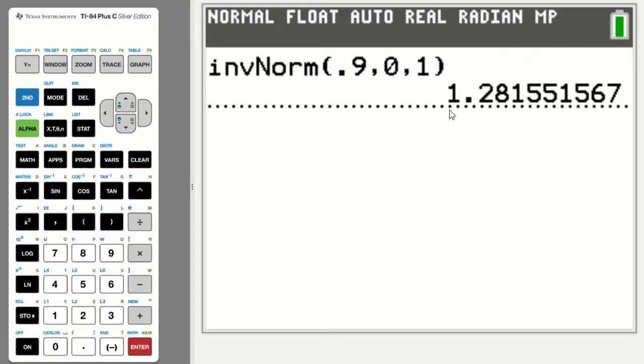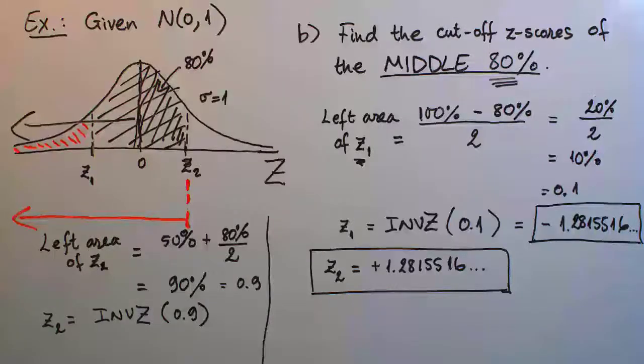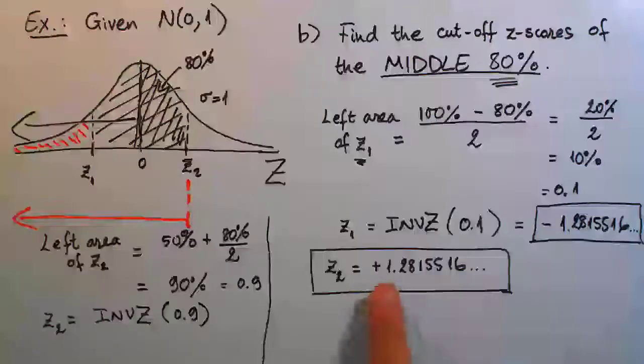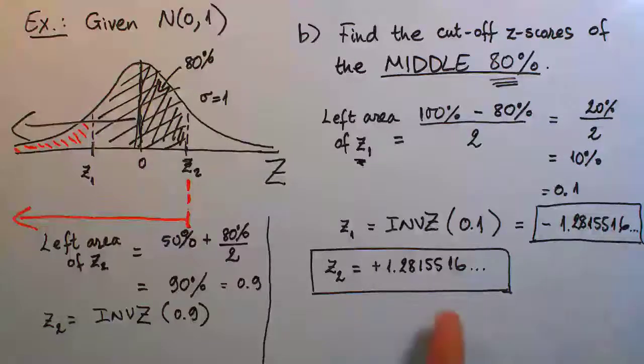And this is the exact z-score that we have seen calculated from the INVZ program. And of course, in the far run right here, Microsoft Excel somehow rounds it slightly off, but technically speaking, it is the exact opposite value of negative 0.28155516. So it's just exactly the same with that.